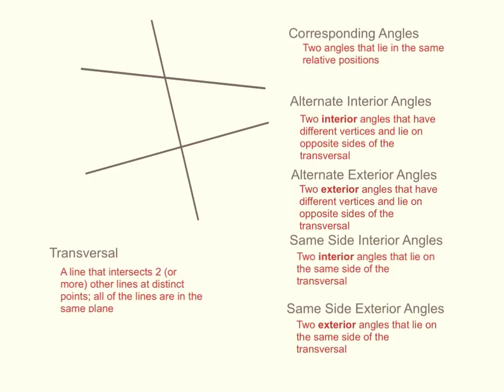Here are some of those definitions for you written out. A transversal is a line that intersects two or more, it could intersect three or four, other lines at distinct points. All of those lines have to be in the same plane. Corresponding angles are two angles that lie in the same relative position, like what we talked about before: this one up here at the top right is also on the top right, so those are corresponding. Alternate interior angles are interior angles that have different vertices and lie on the opposite sides of the transversal, and so on. So take a moment, pause the video, and write these down if you still need to.